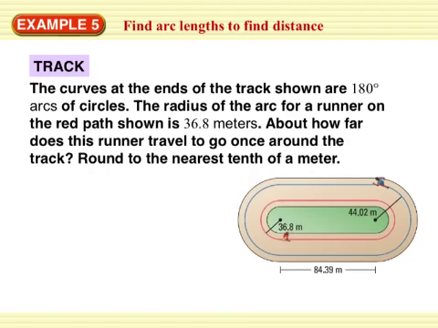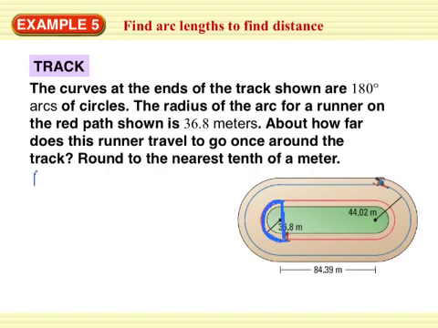All right, example 5. The curves at the ends of the track shown are 180 degree arcs of circles. The radius of the arc for a runner on the red path shown is 36.8 meters. About how far does this runner travel to go once around the track, rounded to the nearest tenth of a meter? So we really are trying to figure out the linear length of that arc. Luckily, we know a lot about a circle. This is 180 degrees, right?